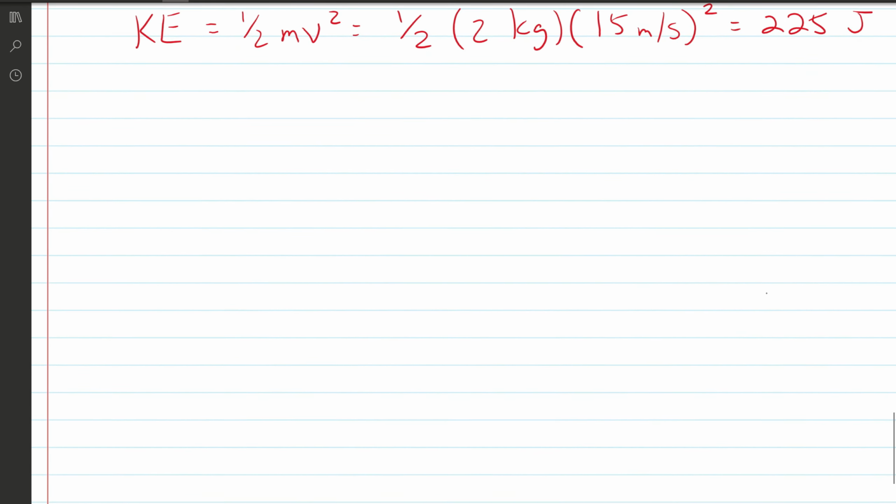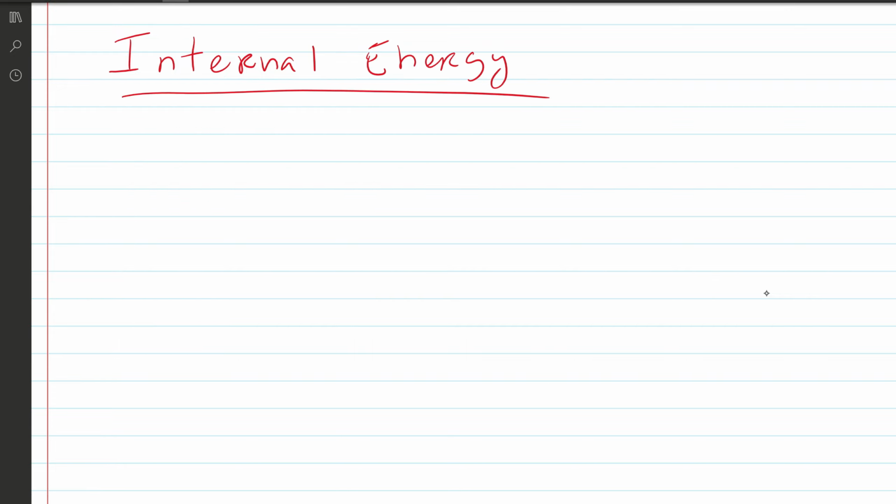All right, let's go a little bit further. Now we go into internal energy. So the internal energy of a substance is all of the energy present at the molecular level.